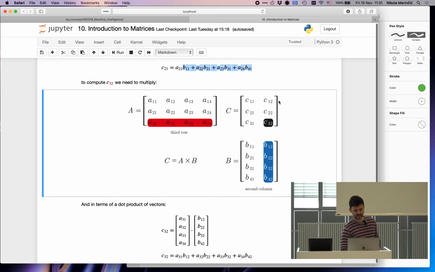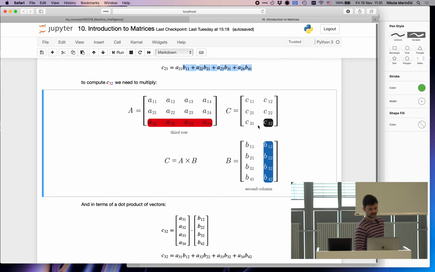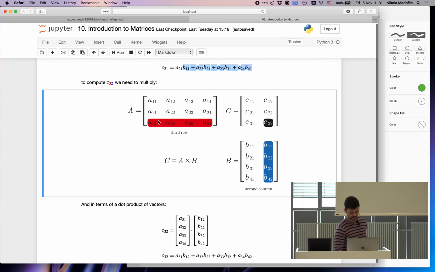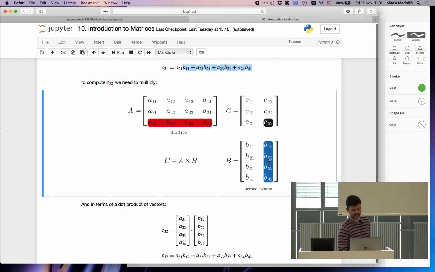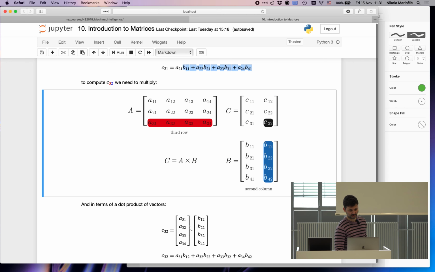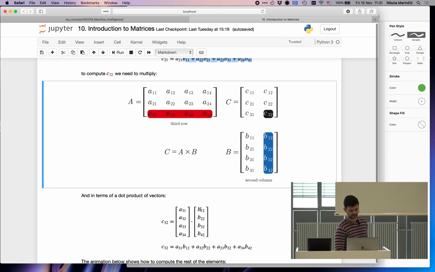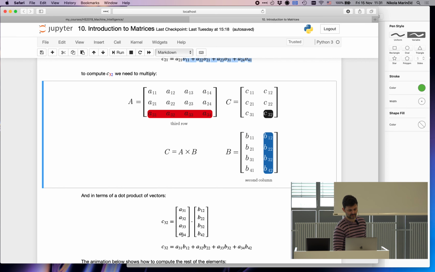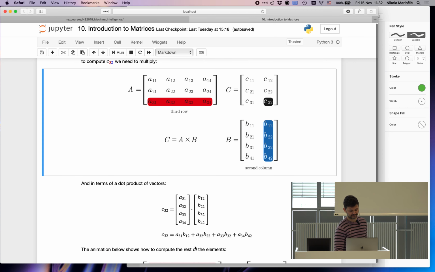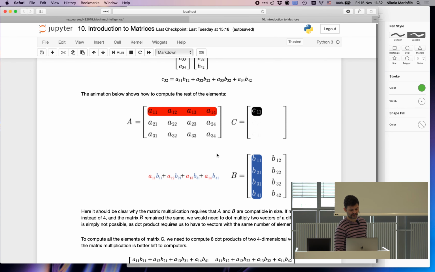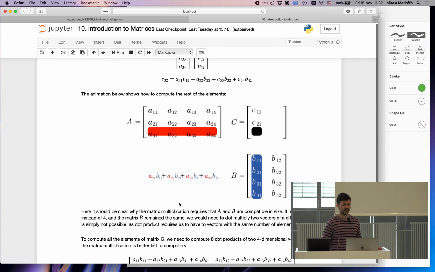To get this element, C32, you do a dot product of the third row of the matrix A and the second column of the matrix B. You put them here, and you just multiply A31 times B12 plus A32 times B22 plus A33 times B32 plus A34 times B42. It's here. Okay. Now I have an animation for you, simply showing you what's going on.